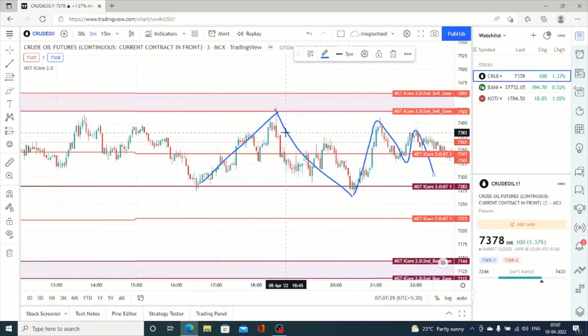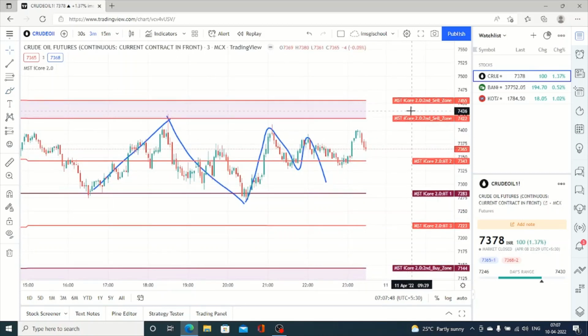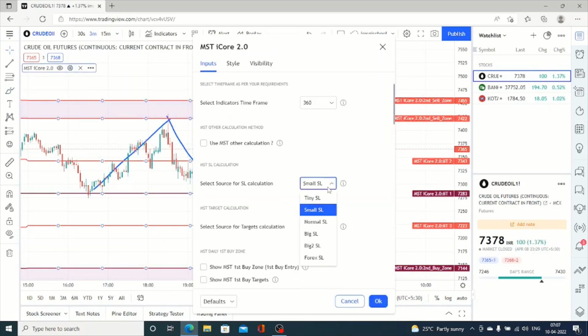So how many points we are getting? 7422 to 7283 as per the target, but low made below that level. So almost 200 points we have got in a single entry. The risk is very small. So you can reduce this risk also. So go here and you can keep tiny SL.